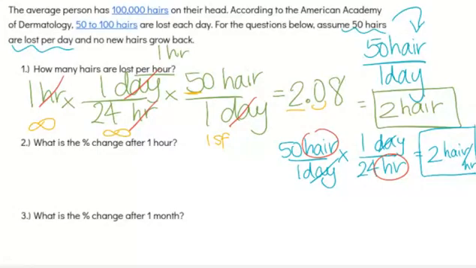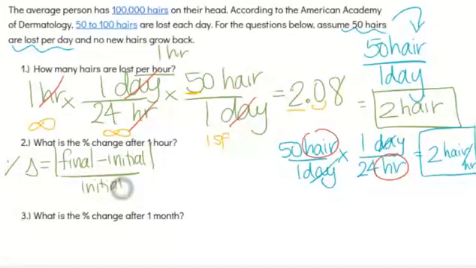For the second question, what is the percent change after an hour? So for percent change, if I were to write the formula, percent change is equal to the absolute value of your final value minus your initial value, divided by your initial value. So if I were to look at this particular question, and then I want to make it a percentage, then you have to multiply by 100.